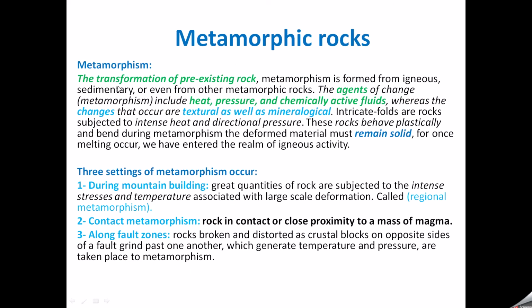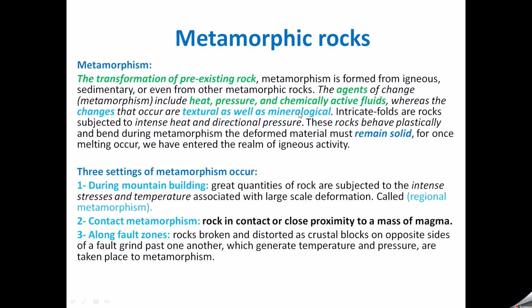Metamorphism. What's metamorphism? The transformation of pre-existing rock. So the rock is already there. This rock, or the parent rock that will change and metamorphose, can be either sedimentary, metamorphic, or igneous. And there are agents for metamorphism: heat, pressure, and chemically active fluids. And what changes will happen? Textural as well as mineralogical.